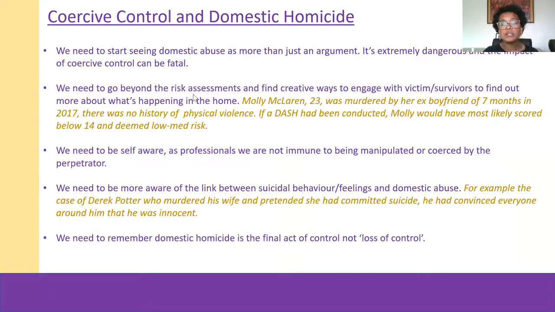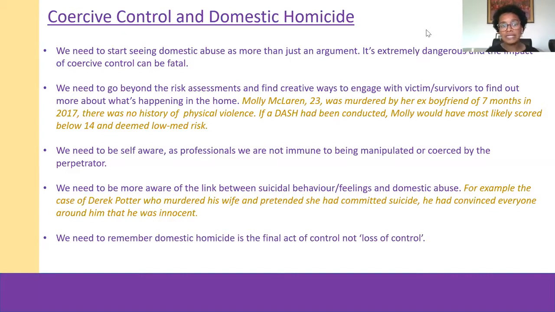Okay, so just to summarise, and like I said, there's a lot that can be said about this, and there's a lot of cases where I think if you look at domestic homicide, you are going to see coercive control. But we need to start seeing domestic abuse as more than just an argument. We need to understand that it's extremely dangerous, and the impact of coercive control can be fatal. And I think sometimes we might view coercive control and those non-physical elements of coercive control as not as high risk or not as much of a risk, but actually very much is.